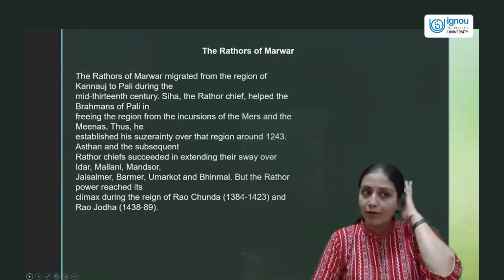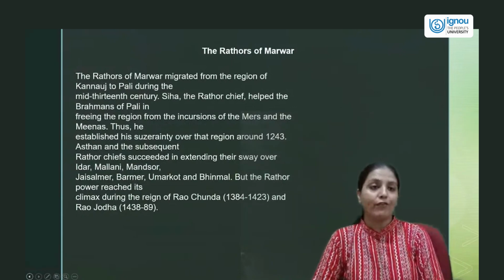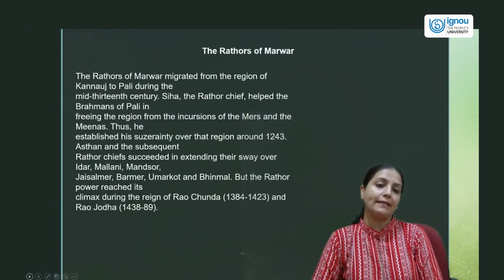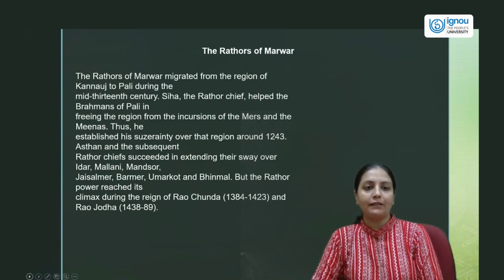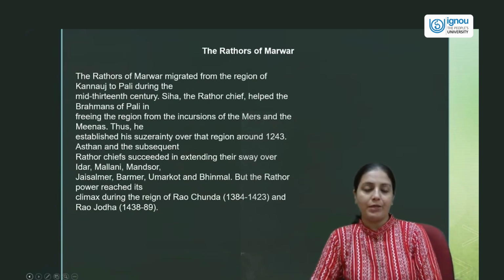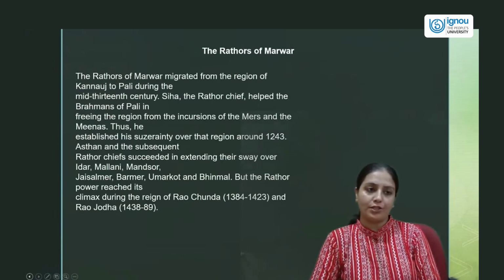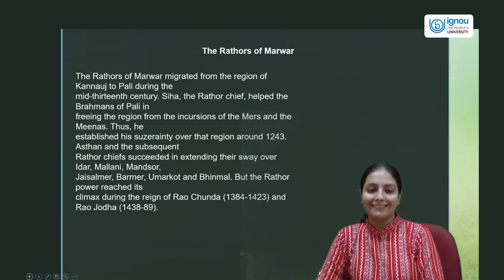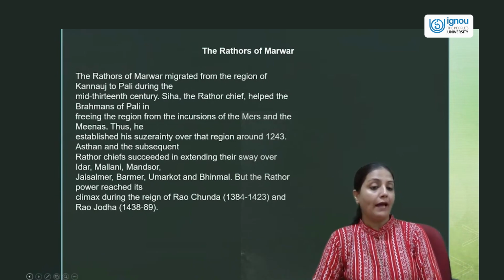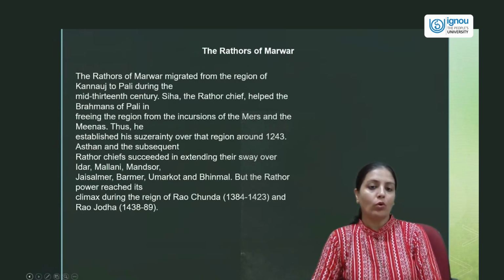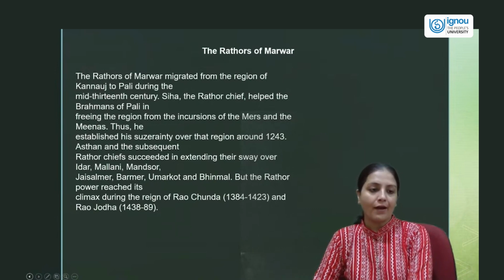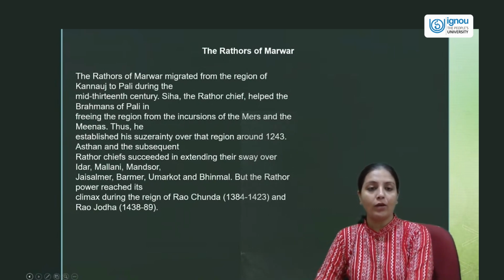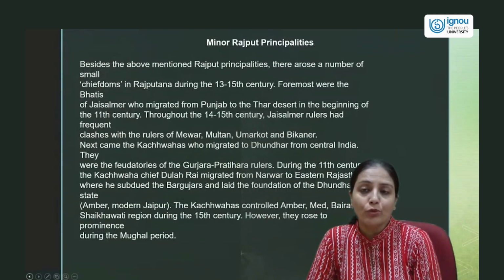Next is Rathors of Marwar. The Rathors of Marwar migrated from the region of Kannauj to Pali during the mid-13th century. Siha, the Rathor chief, helped the Brahmins of Pali in freeing the region from the incursions of Meds and Minas. That's why he established his suzerainty over that region around 1243. Asthan and the subsequent Rathor chiefs succeeded in extending their sway over Idar, Alani, Mandsaur, Jaisalmer, Barmer, Umarkot, and Bhinmal. But the Rathor power reached its climax during the reign of Rao Chunda and Rao Jodha, 1383 to 1489.